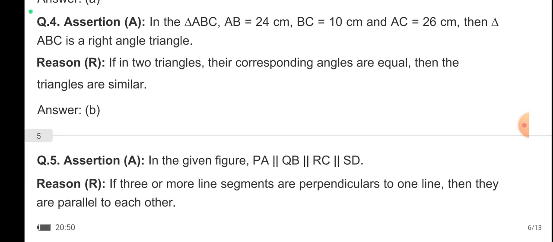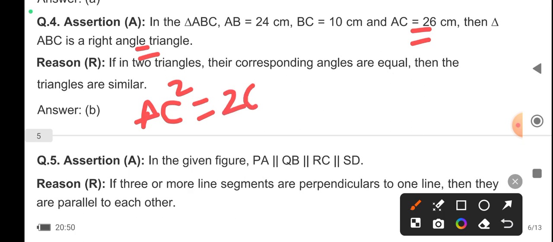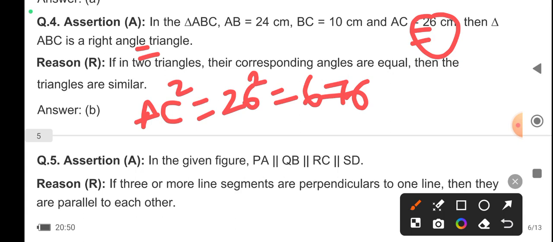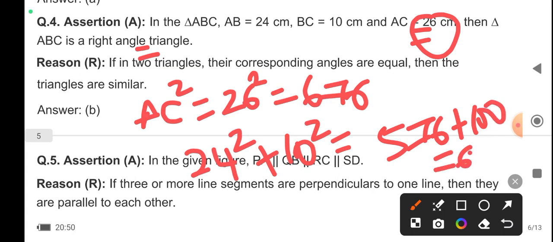Question number 4. They've given AB, BC, AC and all. They asked whether it is a right angle triangle. As usual, Pythagoras only. My AC square you can do separately, 26 square is 676. Why is AC alone squared separately? The bigger number you have to square separately, that is the hypotenuse square. The balance two sides you have to square and add. So 24 square plus 10 square, that is 576 plus 100, that is 676. So A is true.